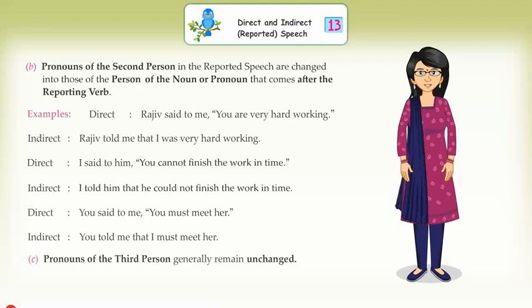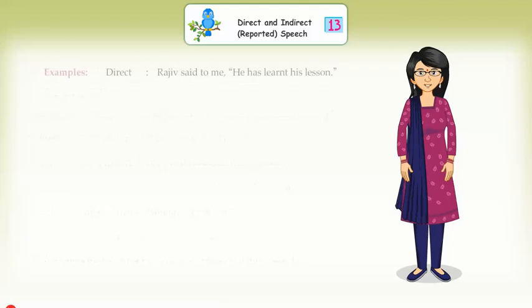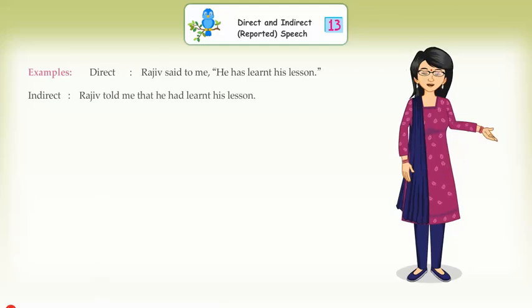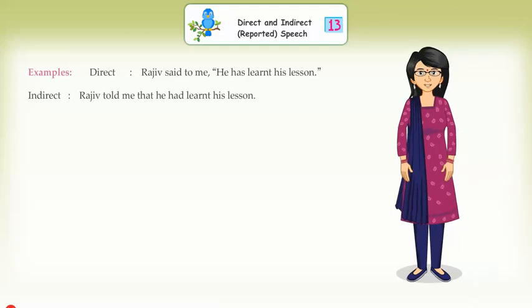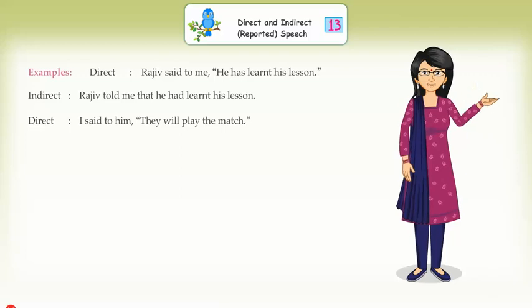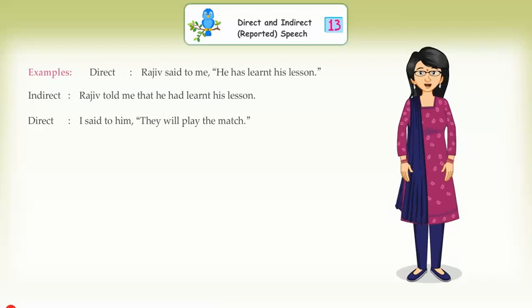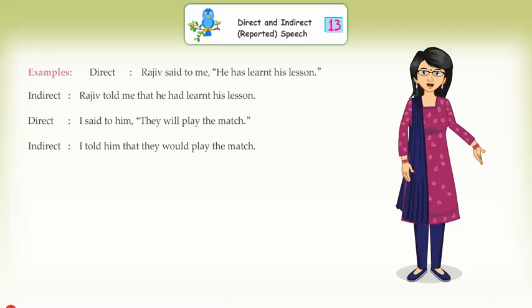C. Pronouns of the third person generally remain unchanged. Examples. Direct: Rajiv said to me, "He has learnt his lesson." Indirect: Rajiv told me that he had learnt his lesson. Direct: I said to him, "They will play the match." Indirect: I told him that they would play the match.